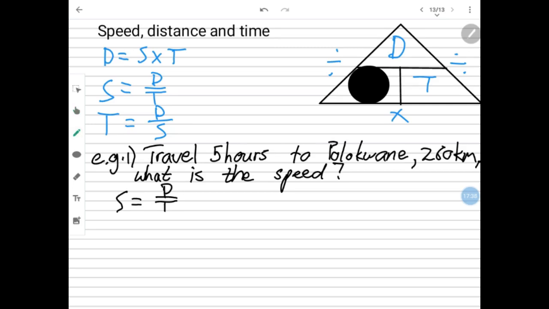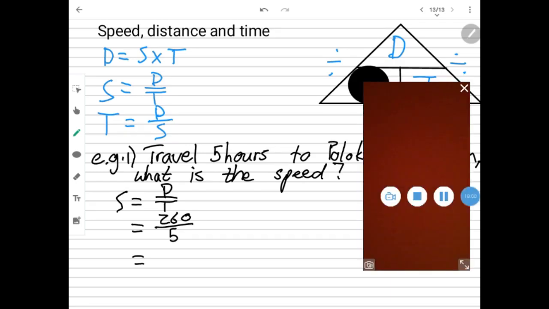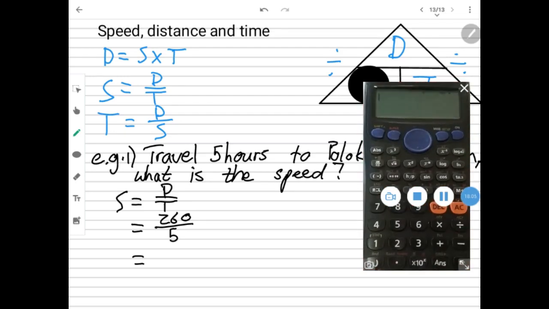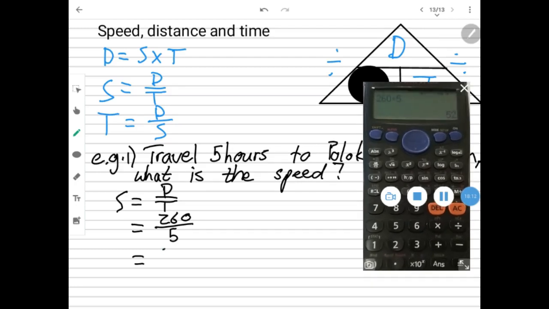So to continue, now we fill in from the formula that we have already. Distance is 260 kilometers divided by the time in hours. It's absolutely fine, just write it in hours, you'll be fine. So 260 kilometers, we can now go to the calculator again. Let's clear that, so we have 260 divided by 5, which gives us 52. That's the answer.